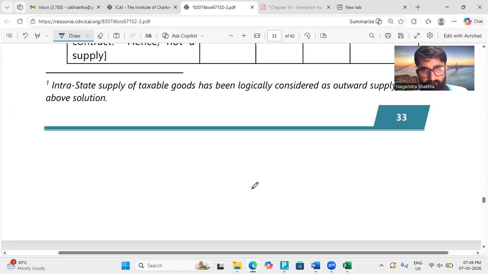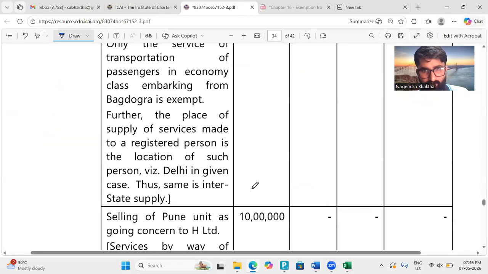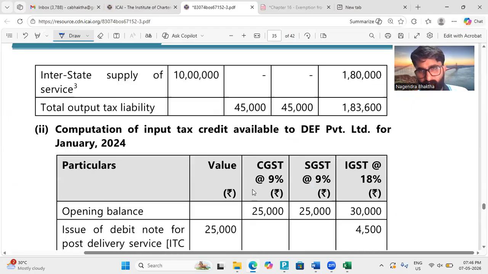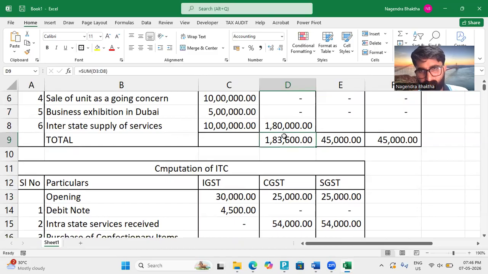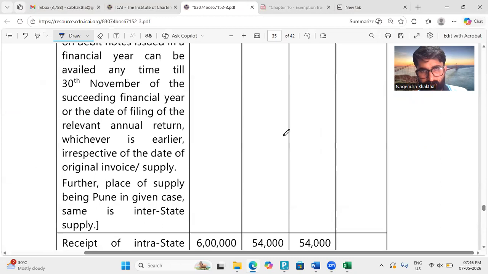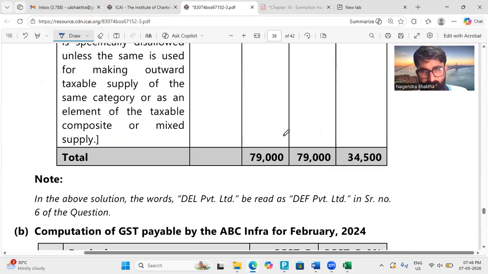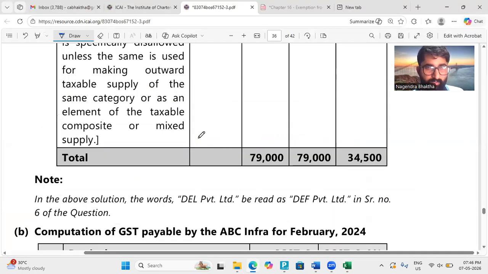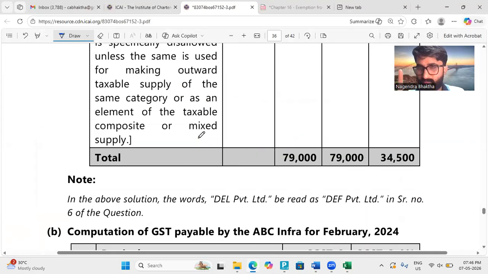Okay, the answer first, OTL. How much is the total OTL they got? Output tax liability total: 45,000, 45,000, 1,83,600. And the amount of ITC which they have got is 1,20,000, 79,000, 79,000. So this is about the question from the September 2024 question paper. So I think you are clear about this.